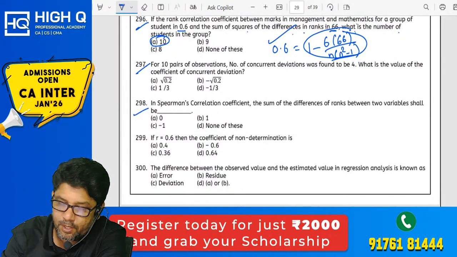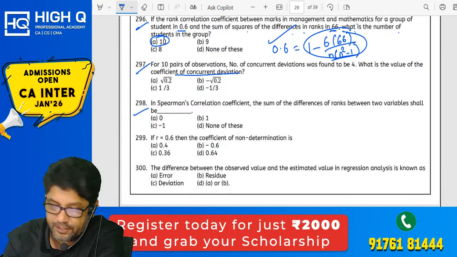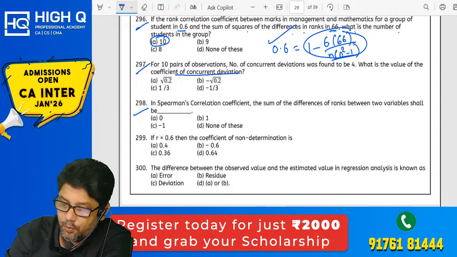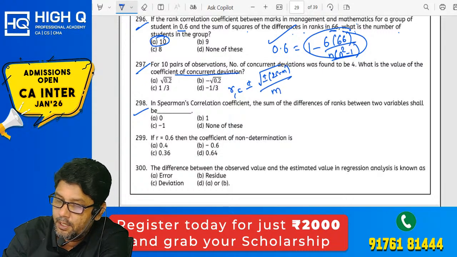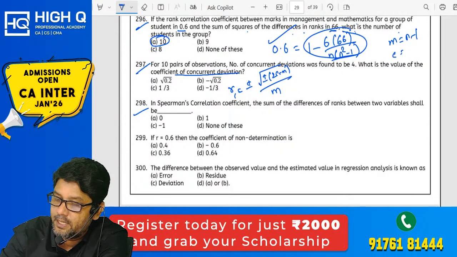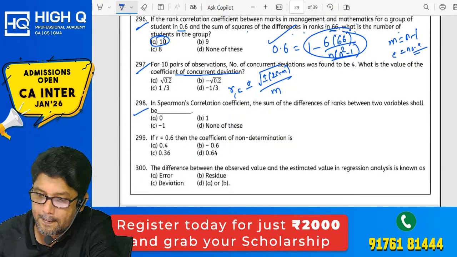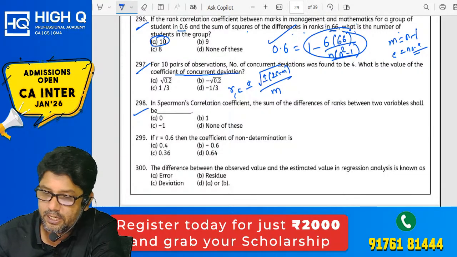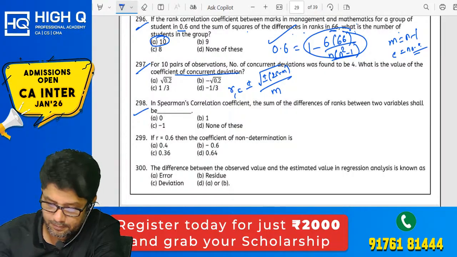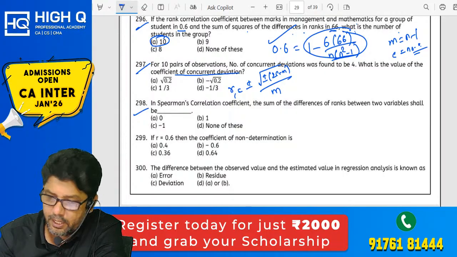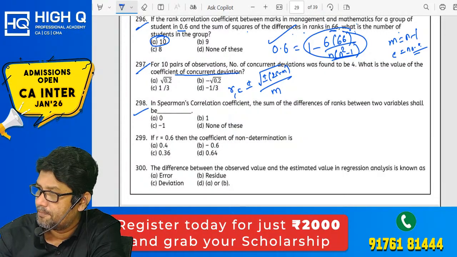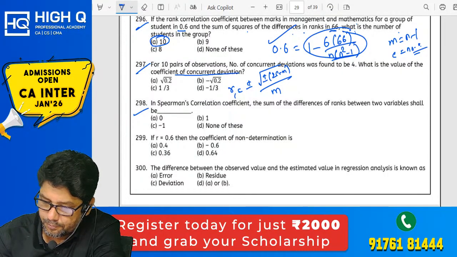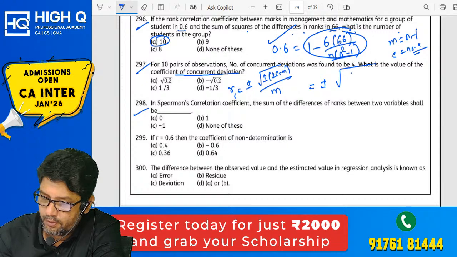Yes. Now, coefficient of concurrent deviation. I hope you remember the formula. RC is equal to plus or minus root of plus or minus (2c minus m) divided by m, where m is equal to N minus 1 and c is the number of concurrent deviations. Am I right, my dear? They are giving the answer as 9. Is it 9 or 10? Okay. So now plus or minus root of (2c minus m).